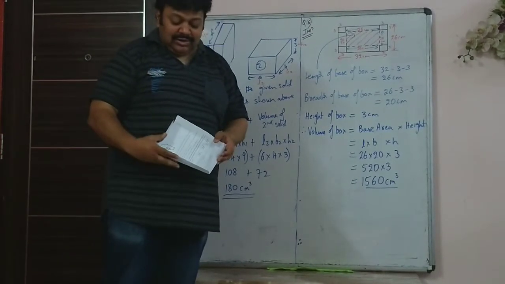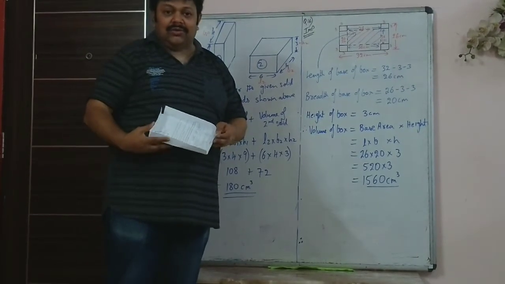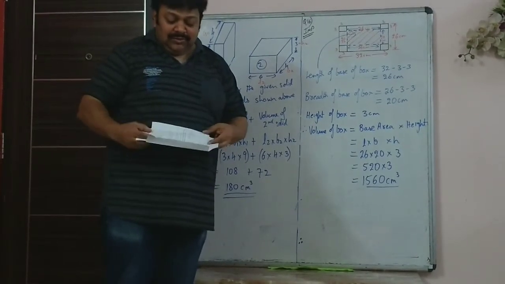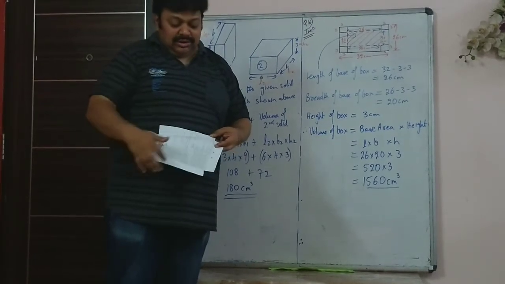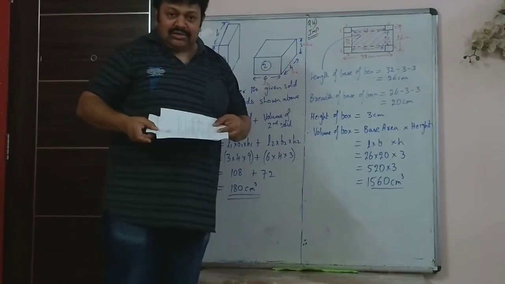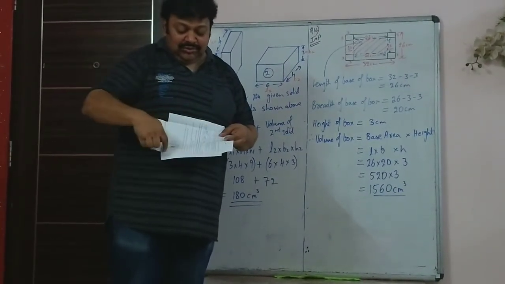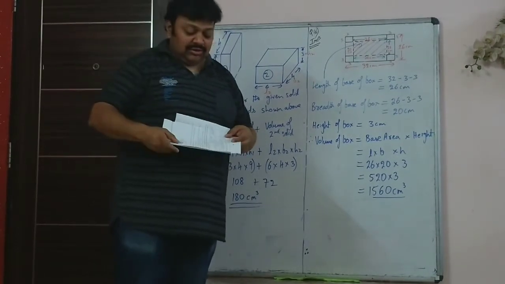Because you are folding the sides. 3 centimeter has gone from here and 3 centimeter has gone from here. So from the bigger rectangle, 3 has gone from this side and 3 has gone from this side. So 6 centimeter has gone. So out of 32, 6 gone. So this base length is 26.